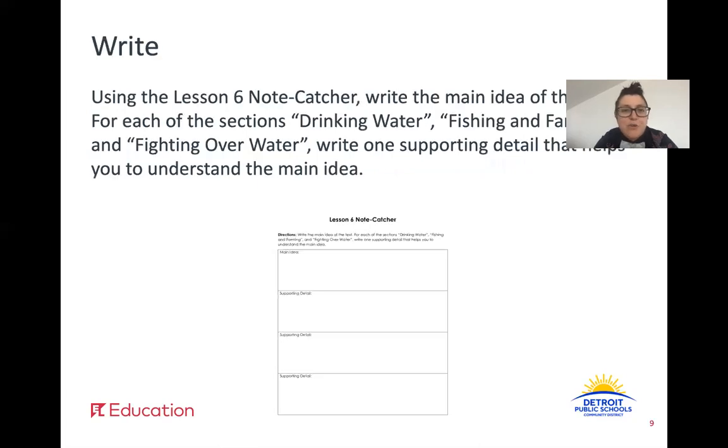All right, now that you've read, thought, and talked about the text, it's time to write. Turn to the Lesson 6 note catcher on page 23 of your ELA packet. Your task is to write the main idea of the text in that first box on the note catcher. And then for each of the other 3 sections, I want you to write one supporting detail that helps you understand the main idea. Remember what you just talked about with your friend, family member, or caregiver. Go ahead and pause here and complete your task.